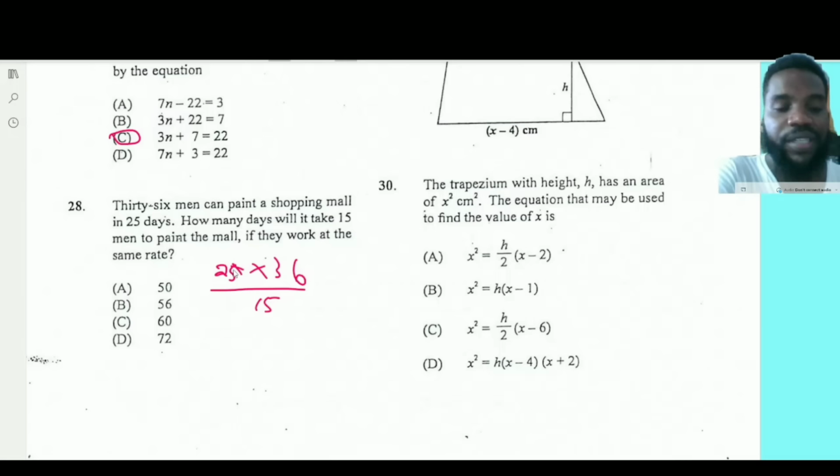Now remember, it takes 25 days for 36 men. So for 1 man, it will be 25 times 36. Now, because you have 15 persons, whatever you get, you're going to share it up between 15. So you divide by 15. Now, because this is multiplication, I can reduce. So I could reduce 25 with 15 only because I'm multiplying. So I could say 5 into 25 goes 5. 5 into 15 goes 3. 3 into 3 goes 1. 3 into 36 goes 12. Now 5 times 12 is 60. So the answer is C, as in cat.